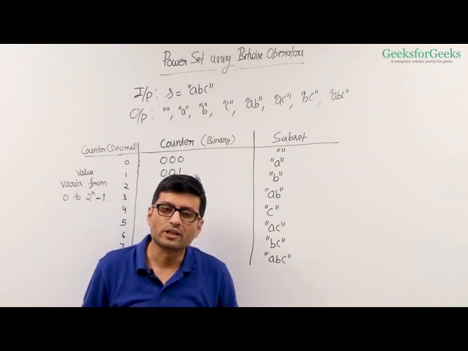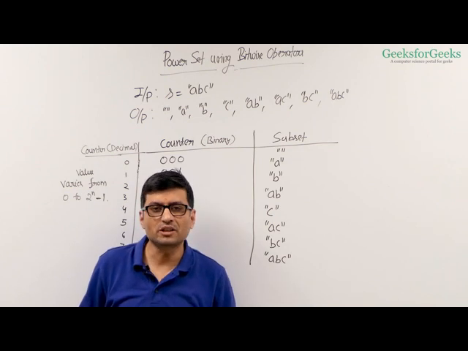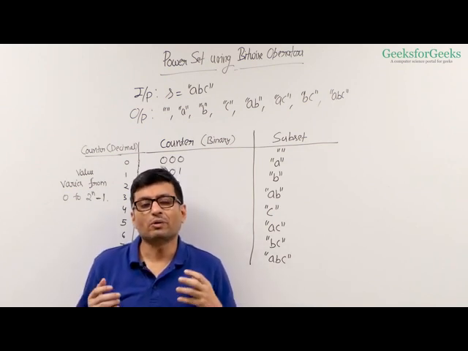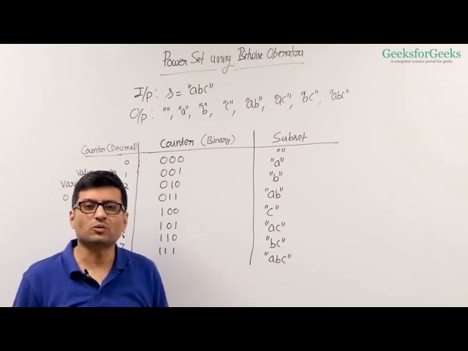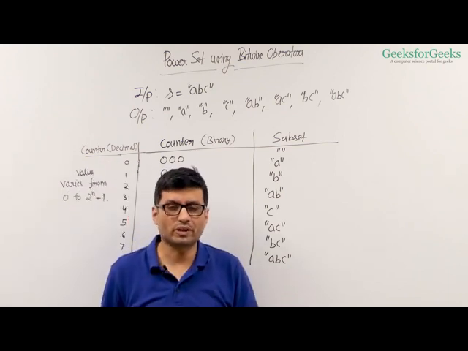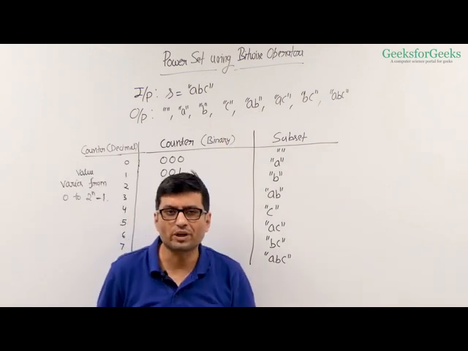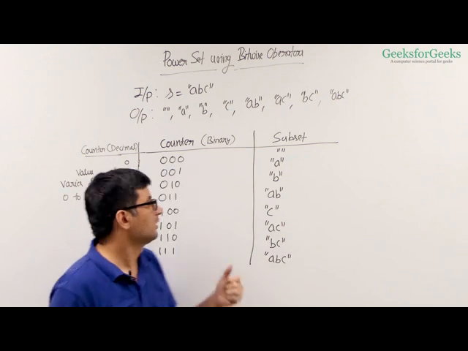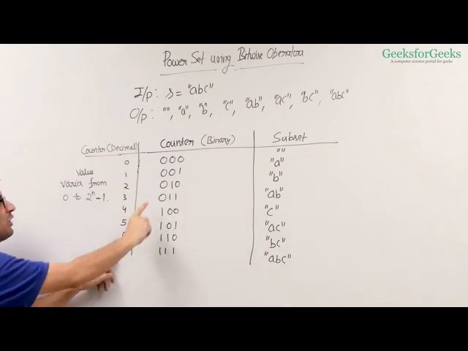Here is an interesting bitwise operator based solution for generating power set. We know that there are 2 raised to the power n subsets or elements in the power set. So what we do is we use a counter variable that varies from 0 to 2 raised to the power n minus 1. So if n is 3, then this counter is going to vary from 0 to 7.